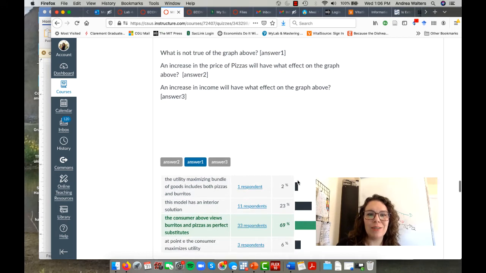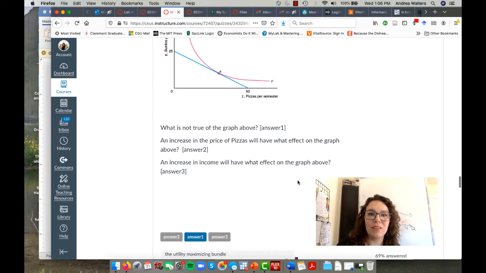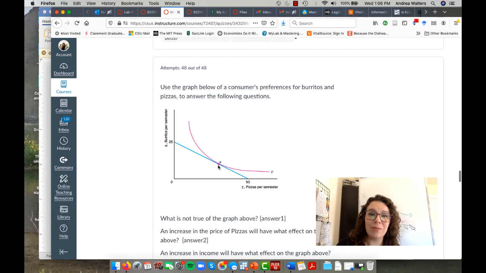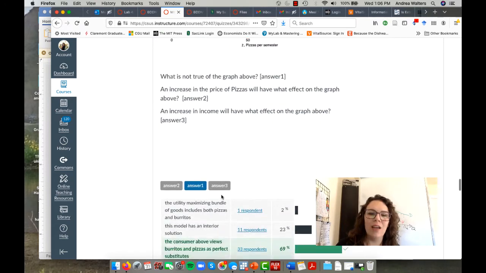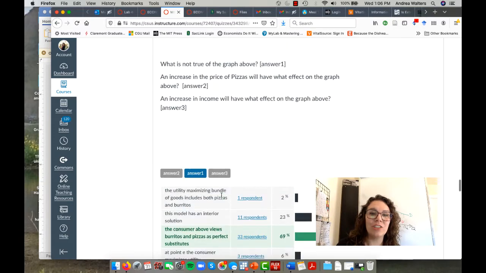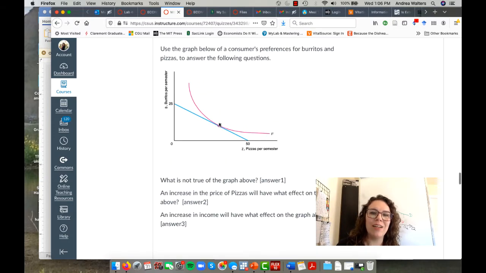The utility maximizing bundle of goods includes both pizzas and burritos. Yes, that's the utility maximizing bundle. It includes some quantity of burritos and pizzas. That is true. The model has an interior solution. Yes, remember, an interior solution is not a corner solution. A corner solution would be all burritos or all pizzas. An interior solution is anything in between those two endpoints.